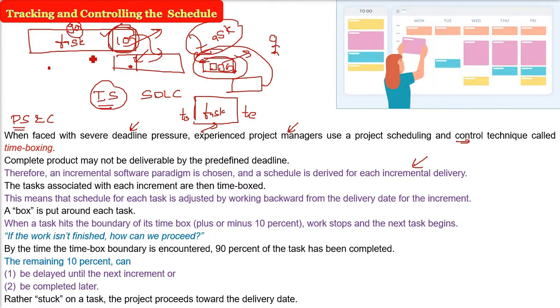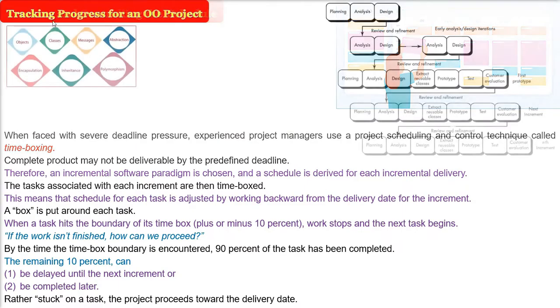So rather than getting stuck on a task and hampering the project schedule, the project proceeds towards the delivery date, starting the new task. That 10% can be done in the next increment or completed later, but this will reduce your delivery time, and severe deadline pressure can be handled. This is the whole idea of time boxing. Time boxing is nothing but putting a task under a boundary.